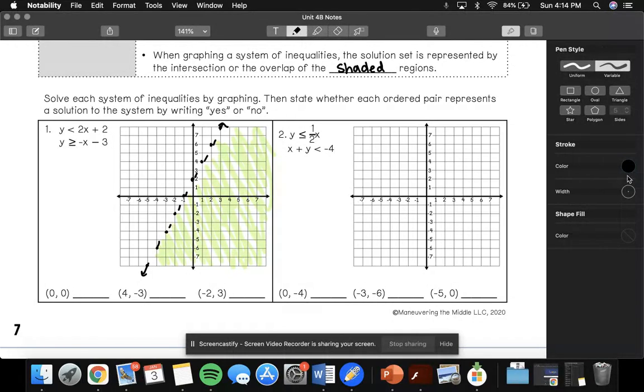Now I have this second one. y is greater than or equal to negative x minus 3. So I'm going to start at negative 3, and go down 1, right 1, down 1, right 1. Again, I'm not looking to see if they cross exactly at one point because a solution to an inequality has multiple points. This is going to be a solid line because it's or equal to.